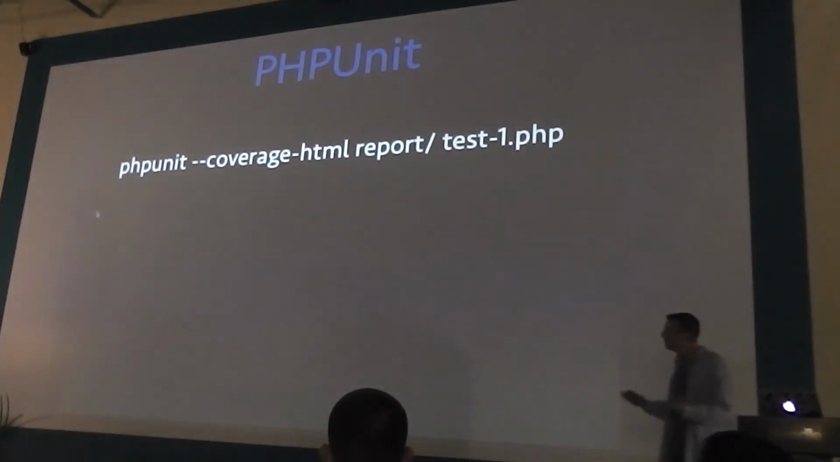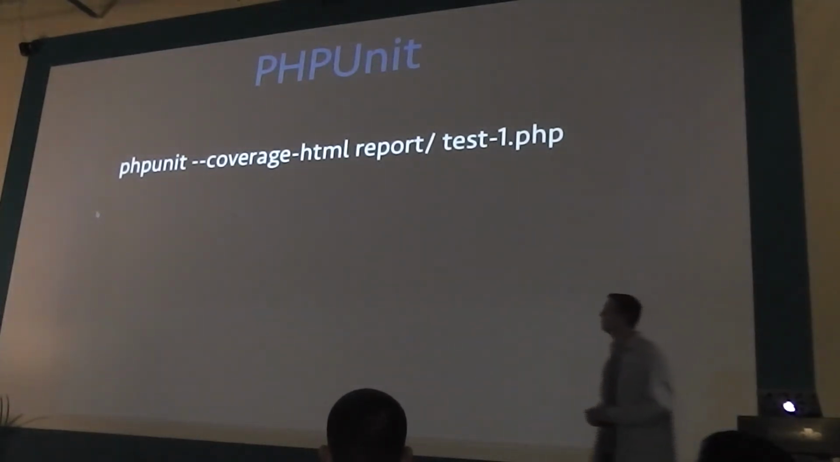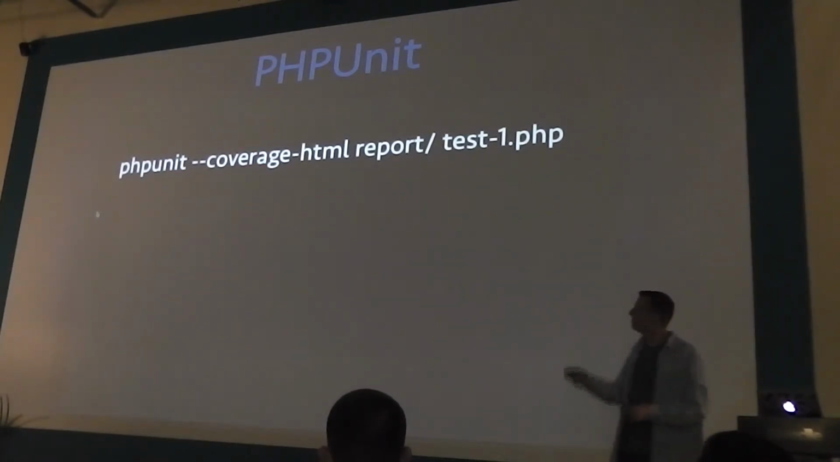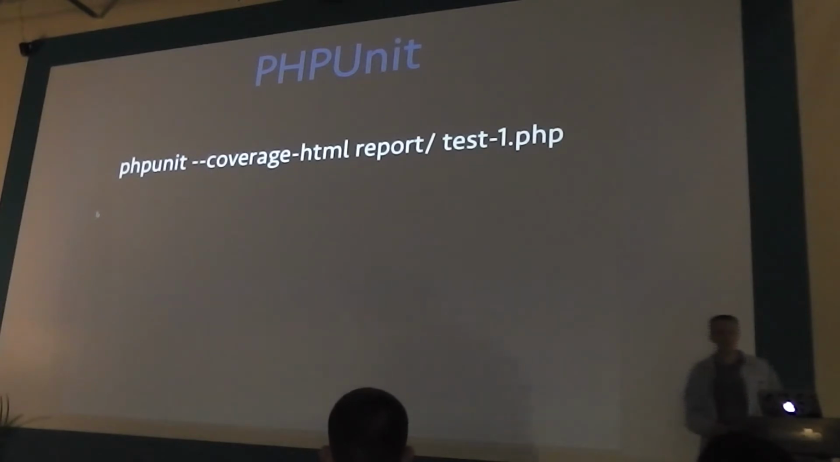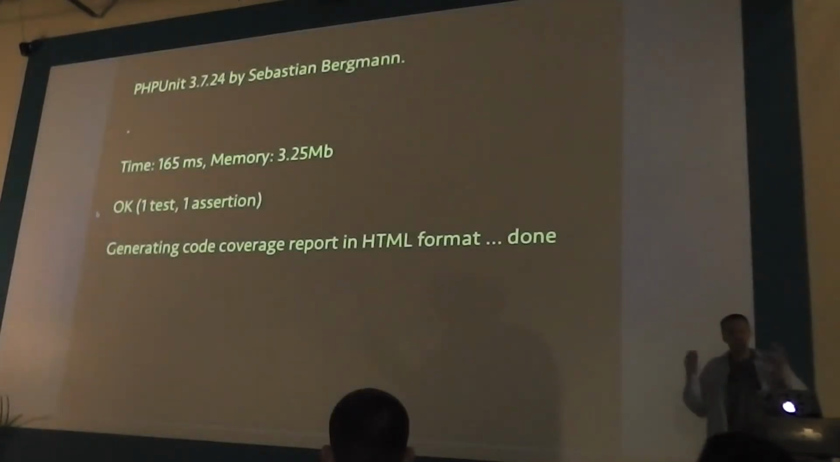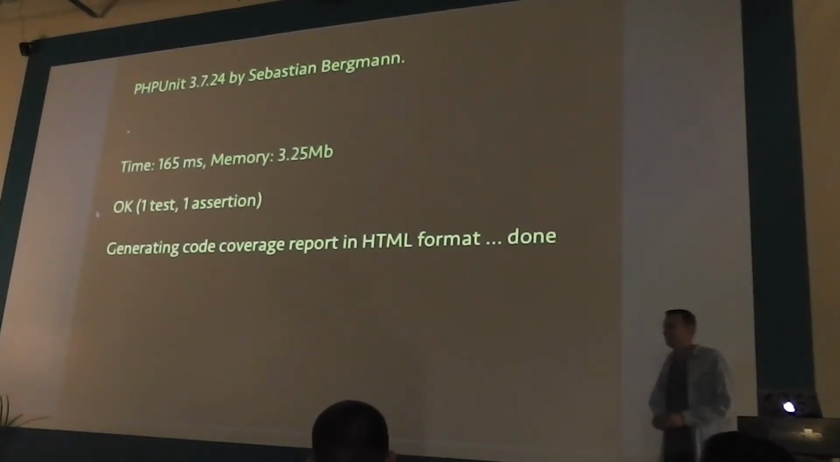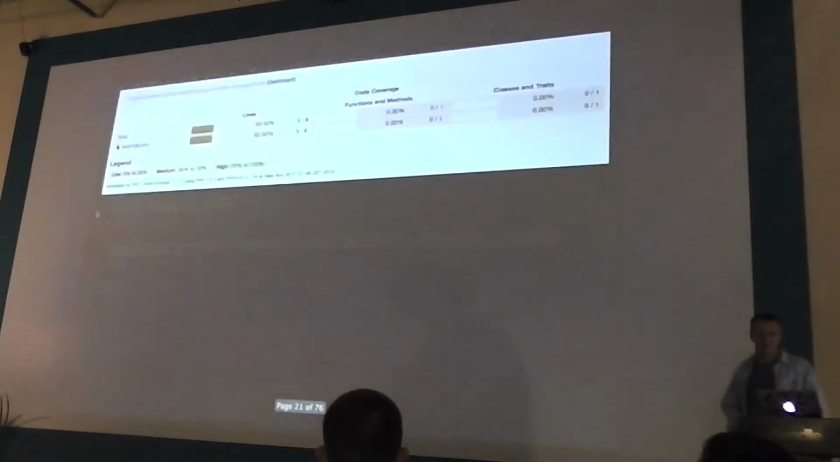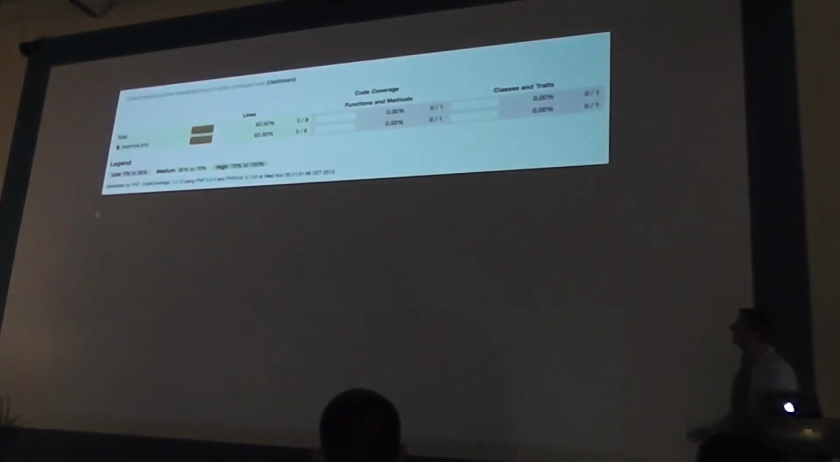So let's use another option. Coverage HTML here is going to say we want a coverage report generated in HTML, so we can browse it with the web. And we're going to dump it into this subdirectory called report, and we're going to run our same test here. Now we're going to get something a little bit more from our command line, saying, hey, we generated the HTML. Again, nothing super exciting, but we get to the point where now we have something to look at.